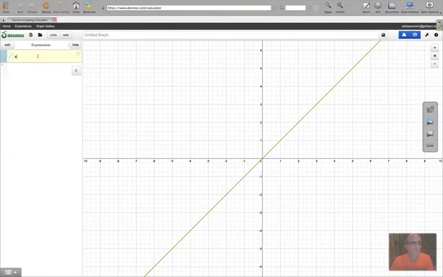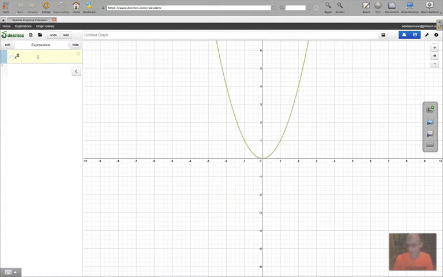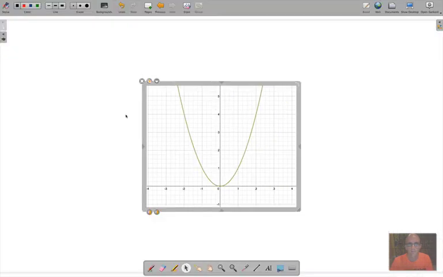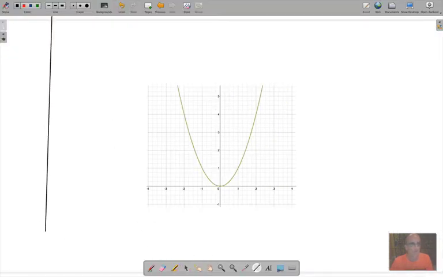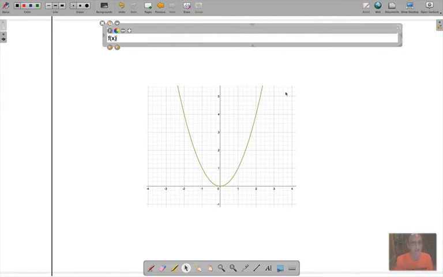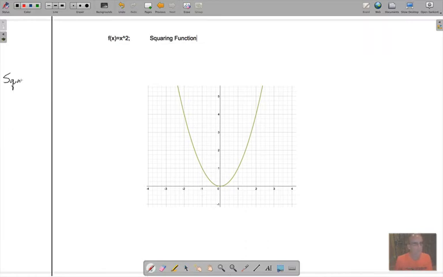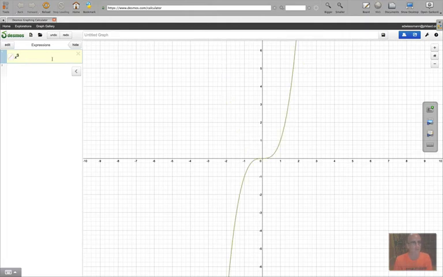The next function would be the squaring function. And we know that that actually looks like a parabola. So this right here is f of x equals x to the second power, and that's called the squaring function. The next one would be x to the third power. And that is the cubic or cubing function.